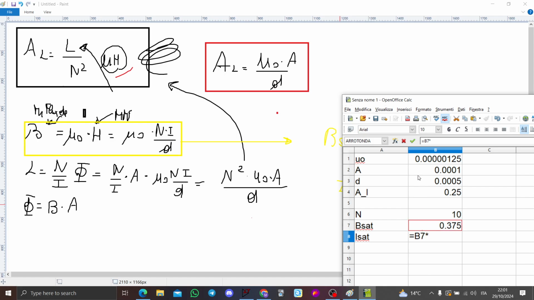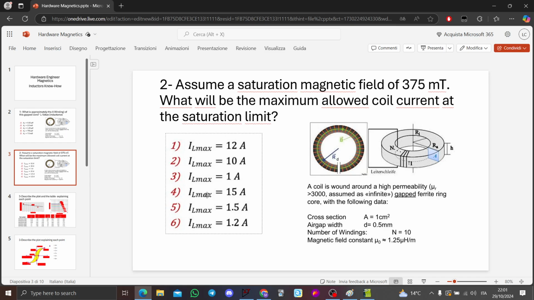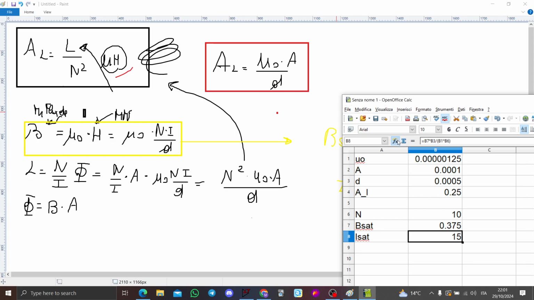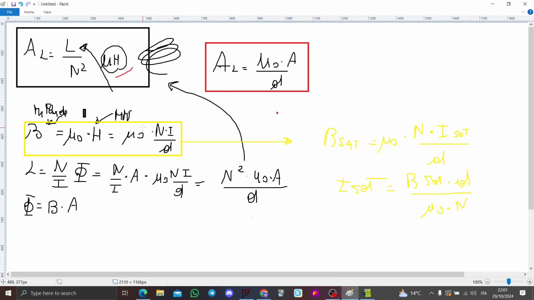This times mu0 over, sorry, wrong. This times D over mu0 times n. 15 amps. Since I didn't use any conversion, it is 50 amps. So answer 4 should be correct. Let me say in the comment if I did something wrong, but from what I see, nothing should be wrong here.